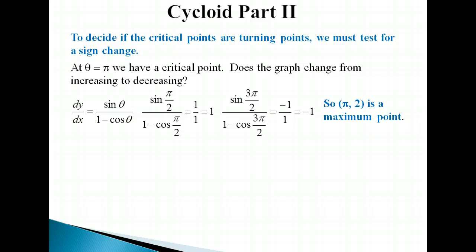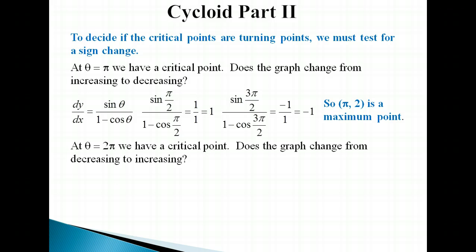So that means that we have a maximum point at pi, and if we plug it back into our original equation we get out a 2. Remember that our circle had a radius of 1, so the diameter is 2, so the highest point that it's going to reach on our graph is at 2.